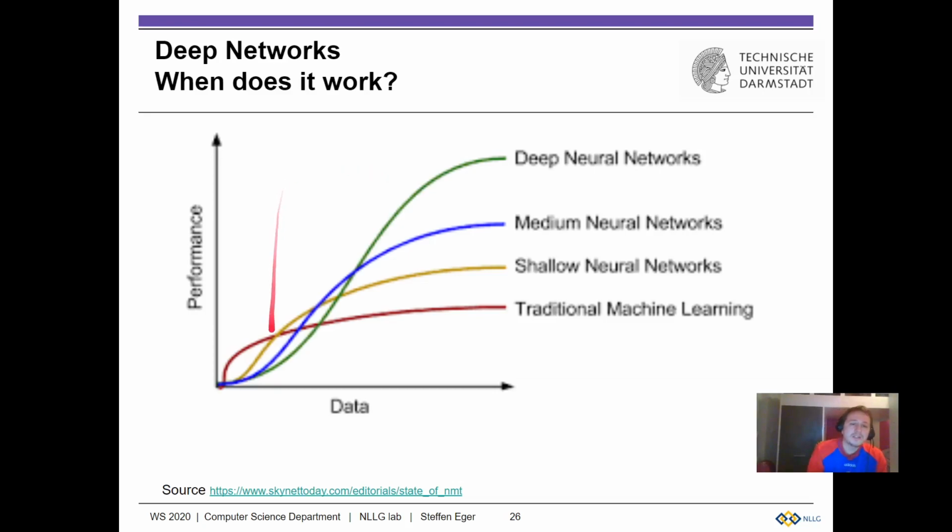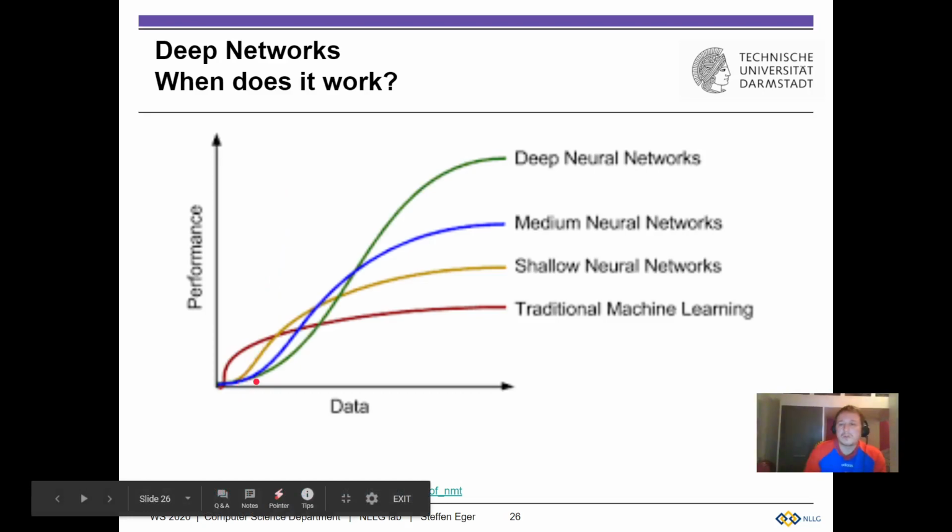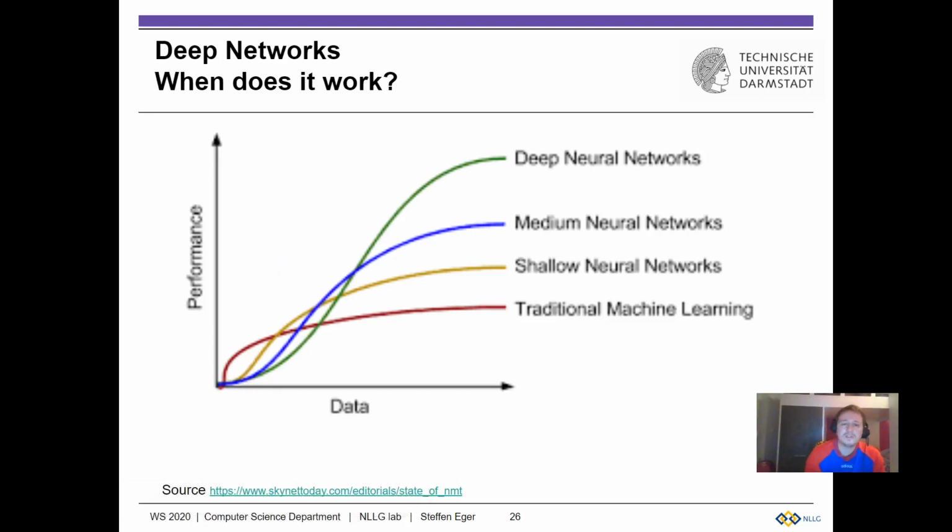So with very little data, if you throw in a very powerful model, you're typically not going to end up very well. But if you have very much data, you probably also need a complex function to model this high amount of data, and that's where deep networks kick in with their performance.